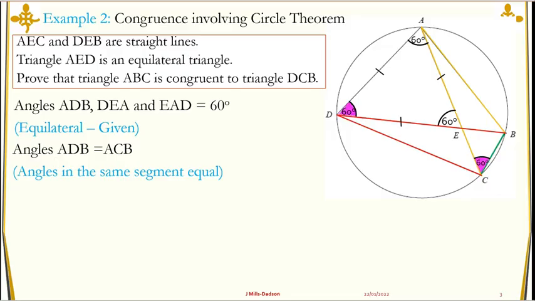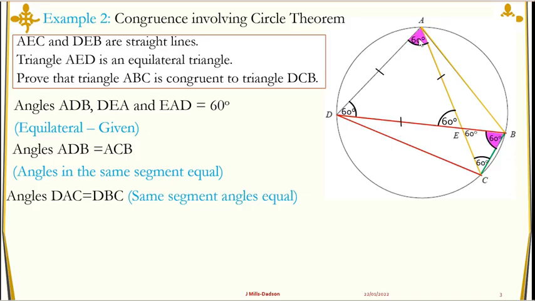These are circle theorems that, if you've done the topic, you should remember. So angles in the same segment are equal. Also, this is also equal to this, because they are also angles in the same segment. Given this as a chord, these angles in the same segment must be equal. We know that if that's 60, this is also 60. And this is 60 as well, which makes this also an equilateral triangle.